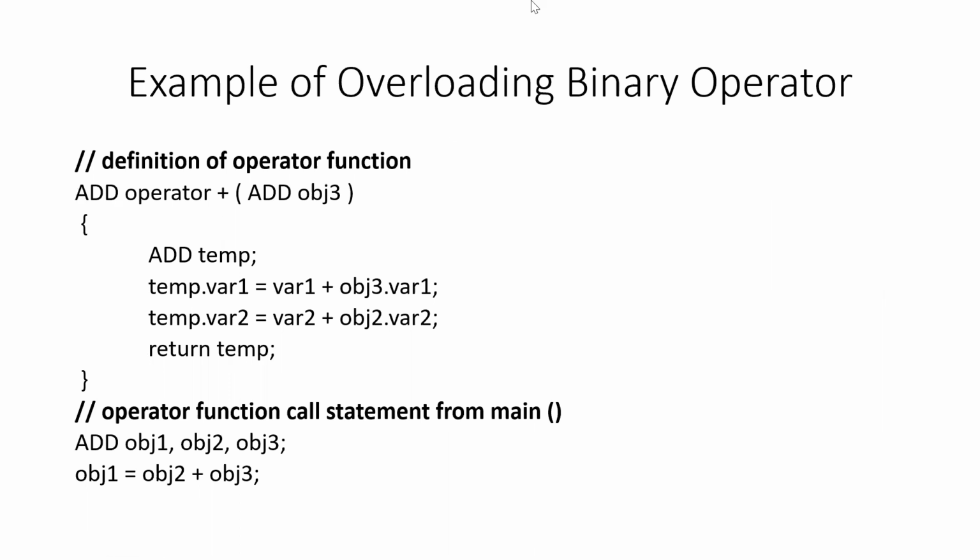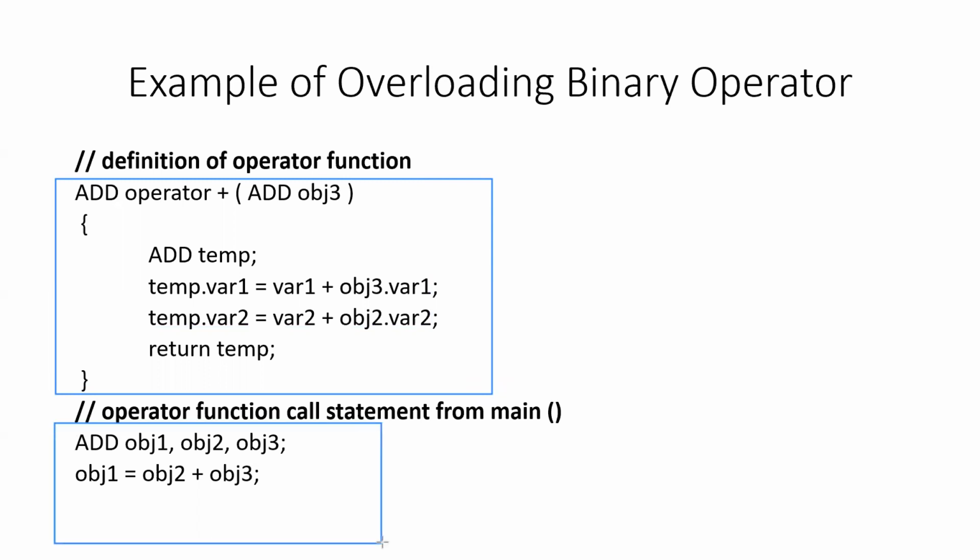On the top, you have the definition of the operator function to overload the binary plus, and at the bottom, you have two statements written in the main function. The first statement is used to create the three objects of the add class, and the second statement, which is the most important statement, actually is the operator function call statement. So let us focus on the operator function call statement.